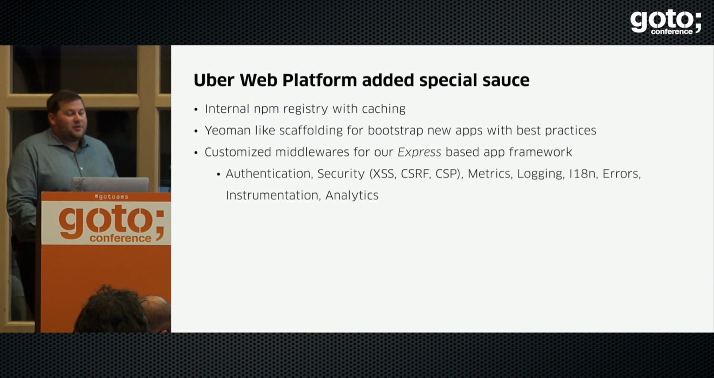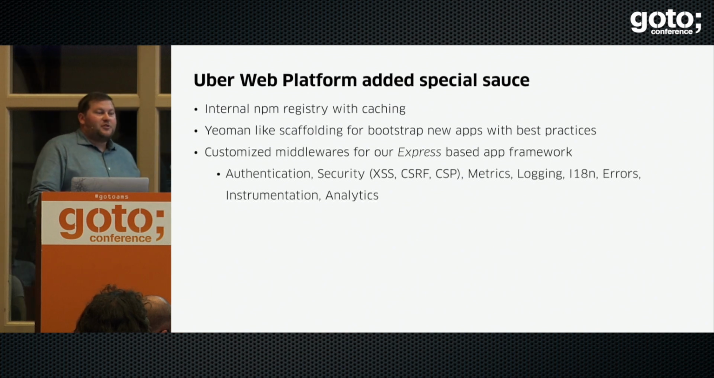And then we customized Express with a bunch of middlewares that allow us to handle standardized authentication, handle security issues like XSS, cross-site request forgeries, and content security policy on the front end, without it having to be a lot of work. It should be baked in by default. And then handling metrics, logging, internationalization, errors, instrumentation, analytics should just be something you get by building on top of our framework.